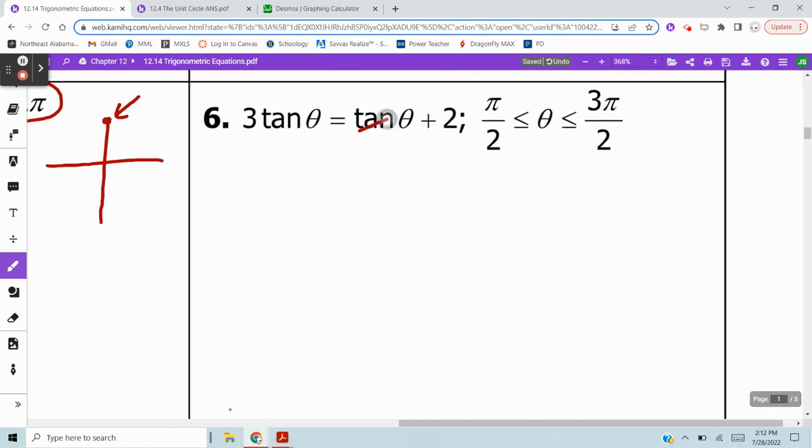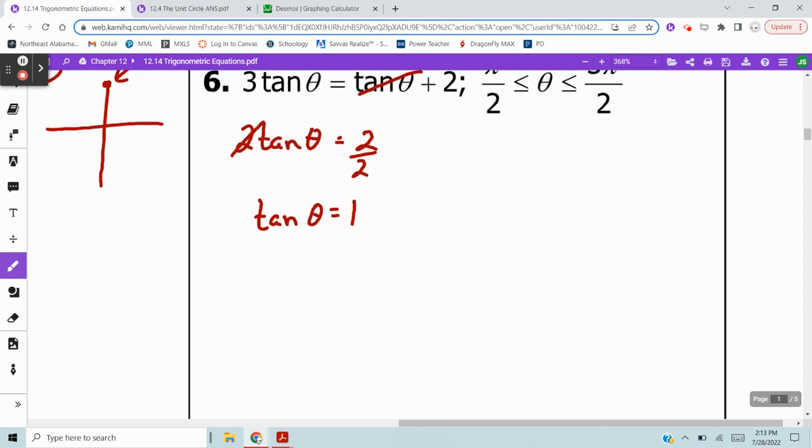Number 6, let's move our tangent over by subtracting. I now have 2 tangents when I subtract it off is equal to 2. Move the 2 over by dividing, and that gives me the tangent of theta is equal to 1. And again, I'm looking for all answers. Since it's tangent, I'm going to start out with all my answers from 0 to 180 because that's the period of it. Tangent is positive in the first quadrant.